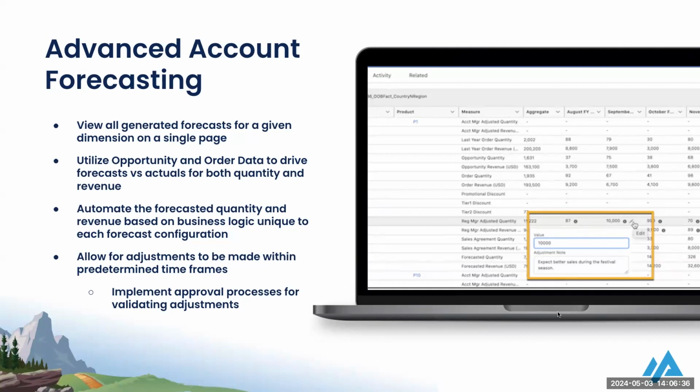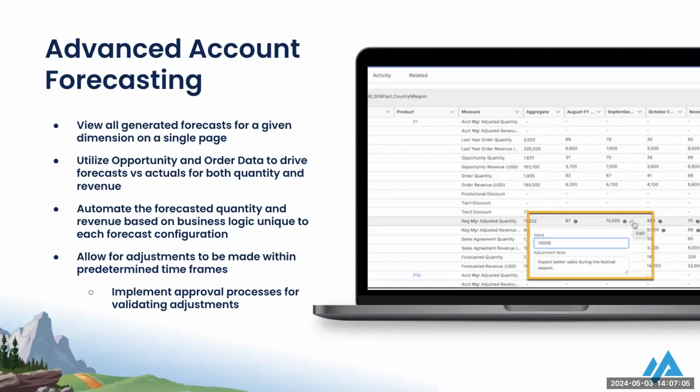You can set the parameters by forecast type. So maybe commercial has 3 days after the start of a period to input their adjustments, and then industrial has 4 days. You can tailor it based on the forecast that you're setting up, but essentially you set the parameters of after this period starts or before this period ends, this is when we're going to allow adjustments, and we're only going to allow them for X amount of days.